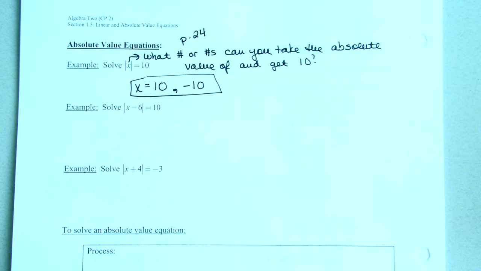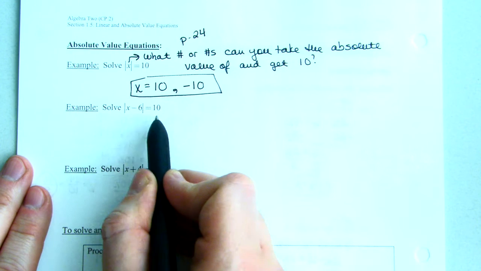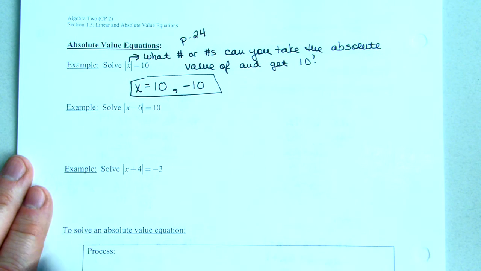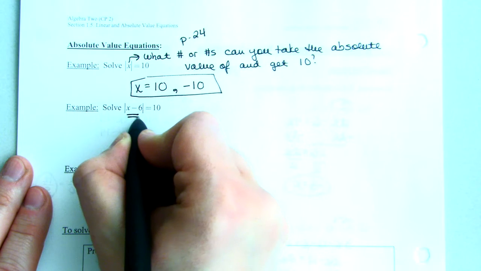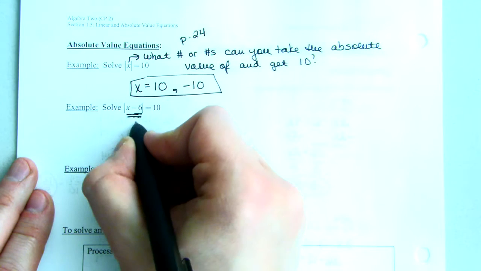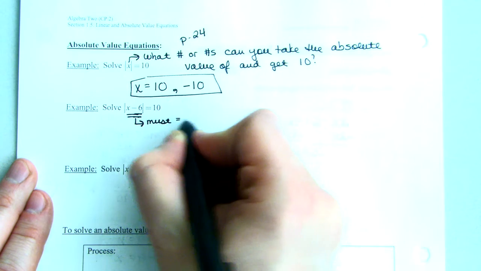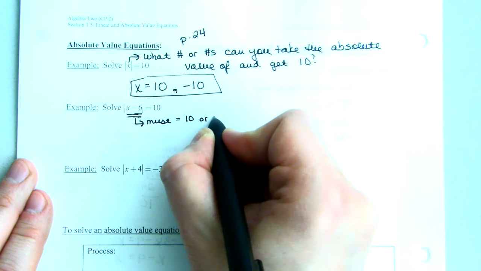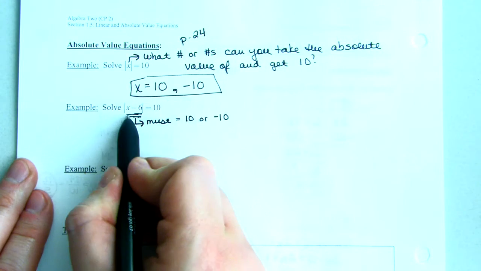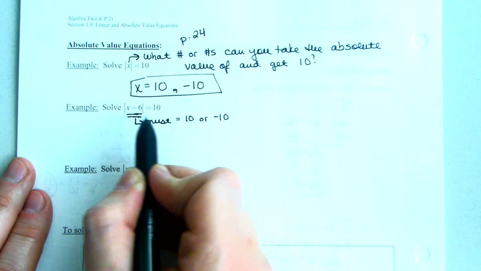In the next one, I want to solve the absolute value equation, the absolute value of x minus 6 equals 10. Well, I know that the entire thing inside the bars must either equal 10 or negative 10, because if the thing inside the bars was 10, the absolute value of 10 is 10. Perfect. If the thing inside the bars was negative 10, absolute value of negative 10 is also 10.